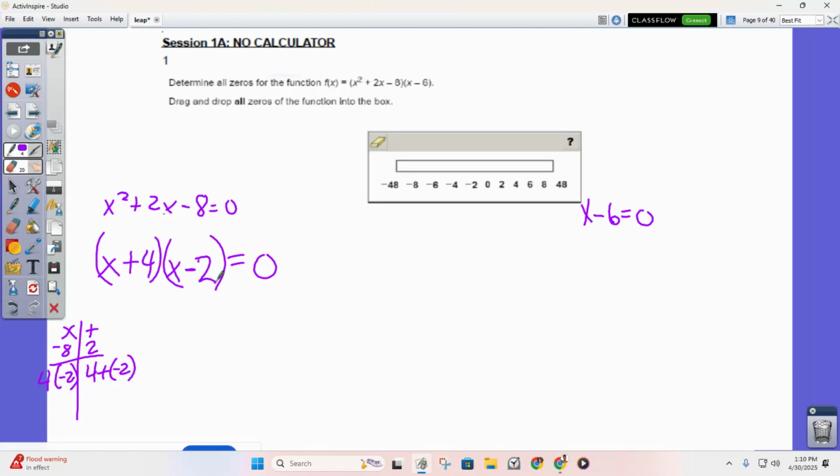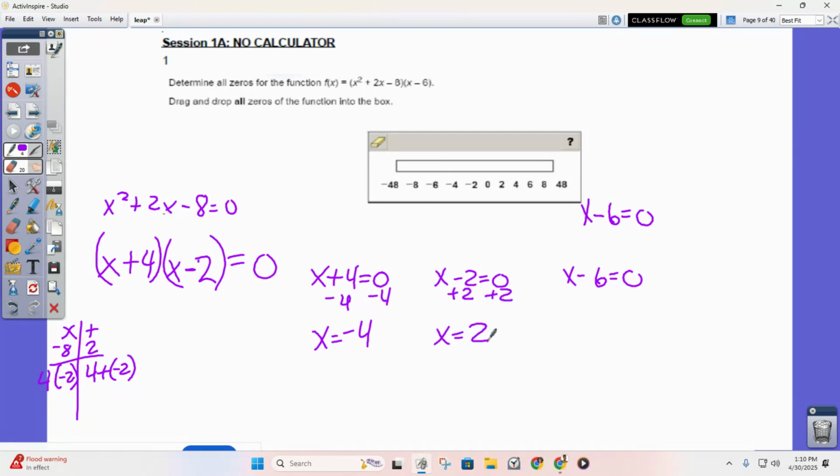Now I break each of these factors apart. x plus 4 equals 0, and I'm also going to do x minus 2 equals 0, and I still have my x minus 6 equals 0. To solve for x, ask what's happening to x. We're adding 4. Let's do the opposite and subtract 4 on both sides. We get a -4. To solve for x, the opposite of subtracting 2 is to add 2. So I get that x is 2.